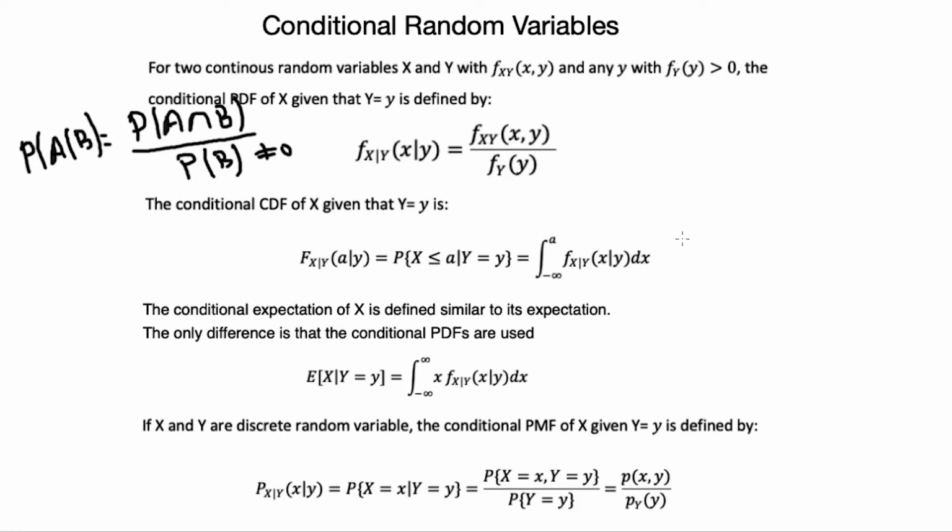This is for the continuous case, and we can also define it for the discrete case. When X and Y are discrete random variables, the conditional PMF of X given Y equals the joint PMF of X and Y over the marginal PMF of Y, and this also must be different from 0.